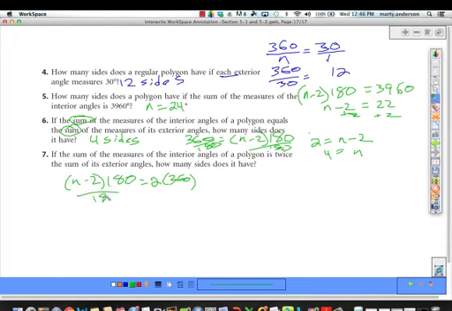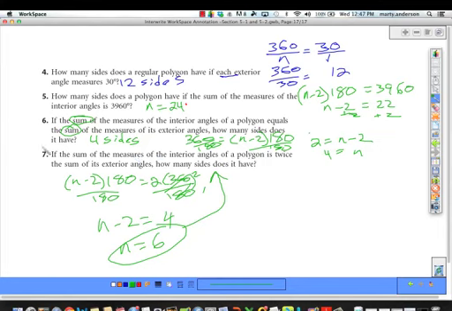Again, I would divide both sides by 180, and we're going to have n minus 2 equals 2 over 1, which is 4. Add 2 to both sides, n equals 6. So this last one would be a 6-sided figure. So I didn't read carefully on number 6, but we got the job done, didn't we?